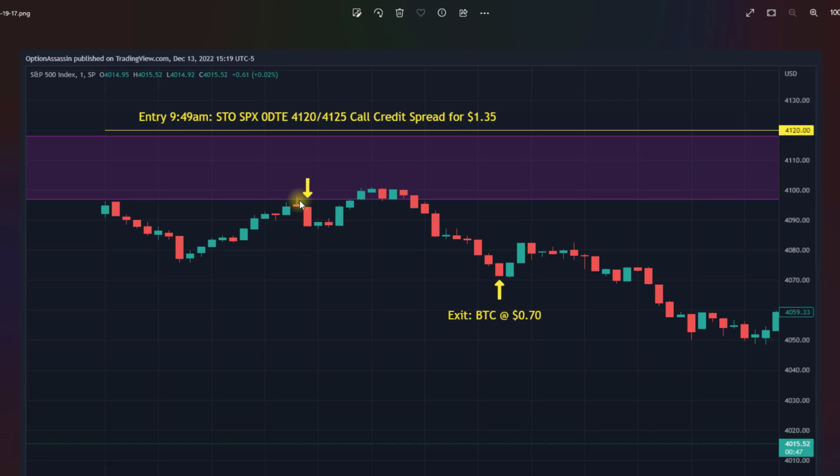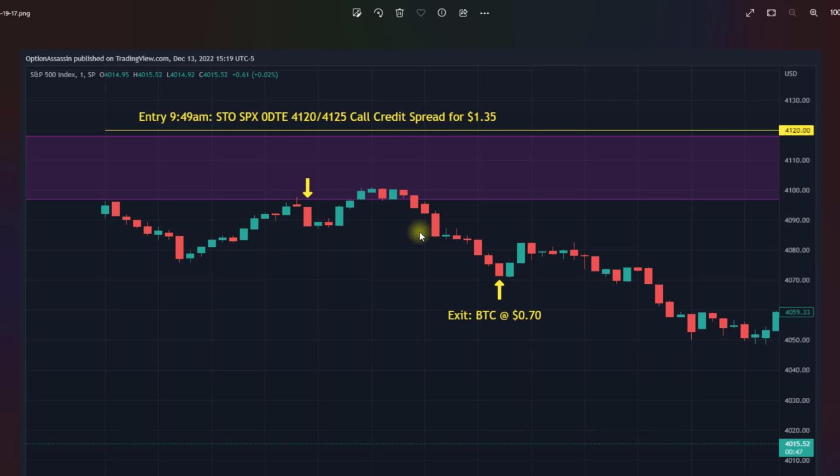So as we got to the potential double top at this candle, this was almost 9:50 in the morning. At 9:49, I sold a 0 DTE 4120 call. This yellow line is where the 4120 strike is, and I bought the 4125 call, creating a credit spread. So I protect myself in case the market just rips up higher, which could always happen on these days, right? I was able to get a credit of $1.35 per spread.